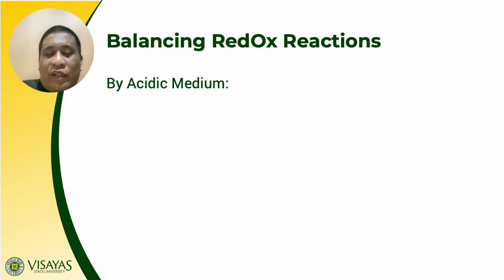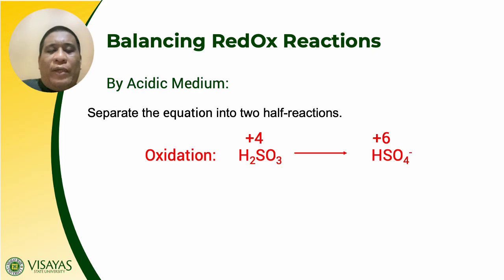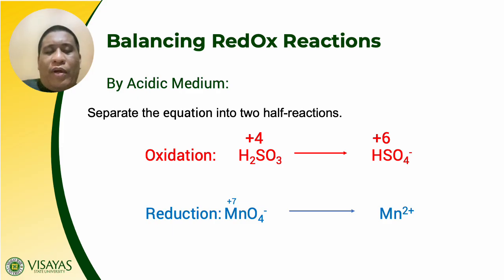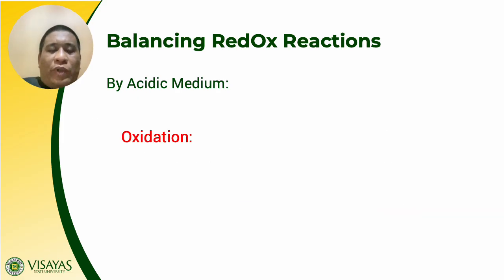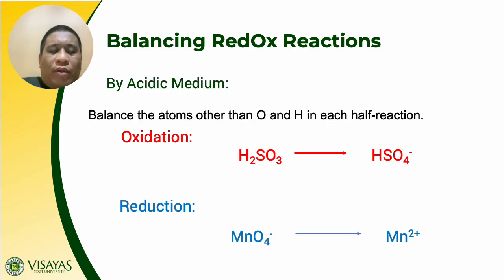If we consider the entire equation as an acidic medium, then we can first separate the equation into 2 half reactions. We know that the oxidation would be between the dihydrogen sulfite and the bisulfate ion, and the reduction would be permanganate into manganese 2 plus. In continuation, we can balance the atoms other than oxygen and hydrogen in each half reaction.